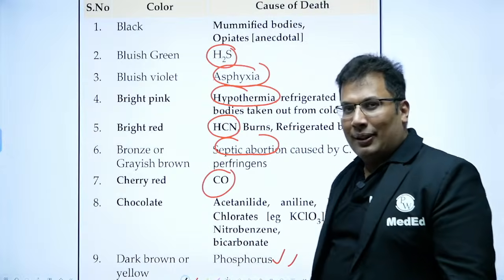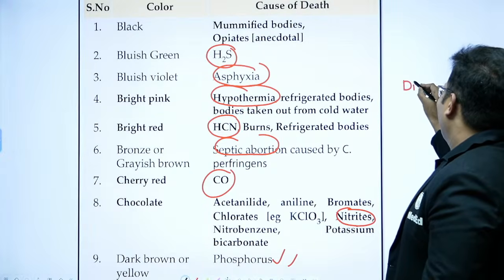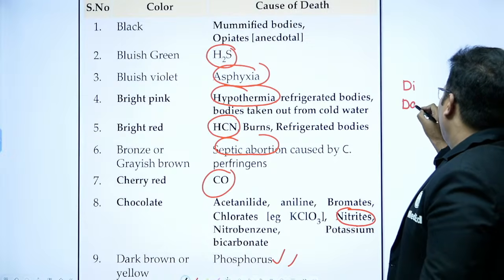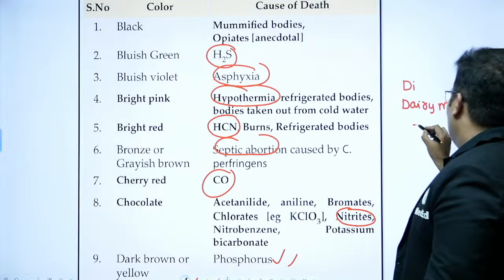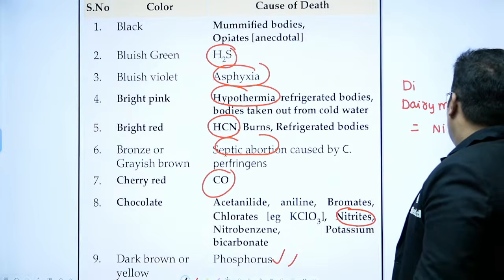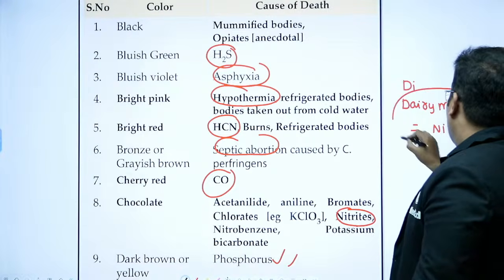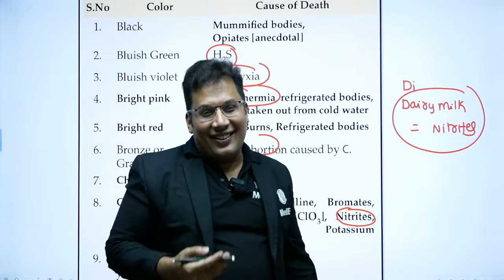Very, very important table. So all of you write in the chat box, dairy milk color. You would know dairy milk. So the answer is basically nitrates. Write this: dairy milk is equal to nitrates.